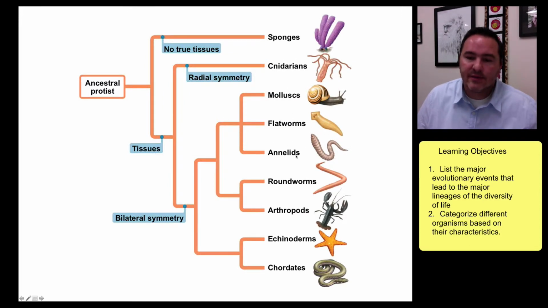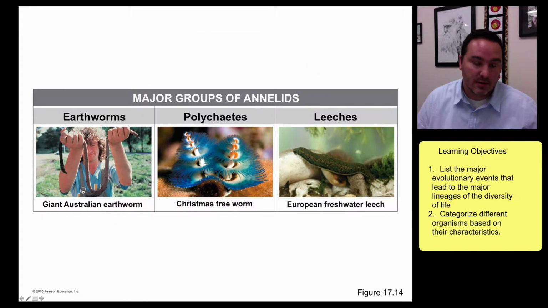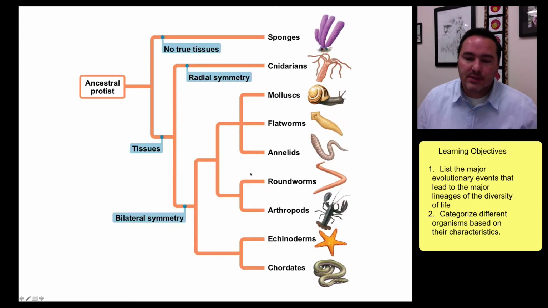Related to the mollusks and the flatworms are organisms like annelids. Annelids are obviously things like earthworms that you may be familiar with, but they also incorporate organisms like the polychaetes, or the so-called Christmas tree worms. These are entirely marine worms, and also leeches. Then we come down to this next group of organisms down here that contain the roundworms and arthropods.